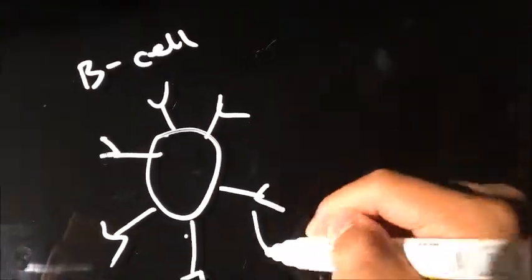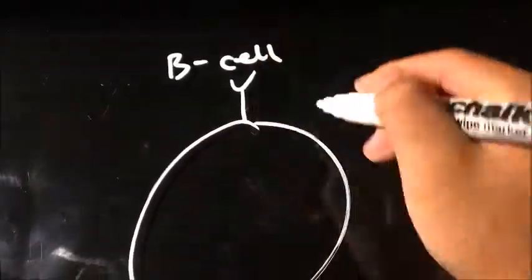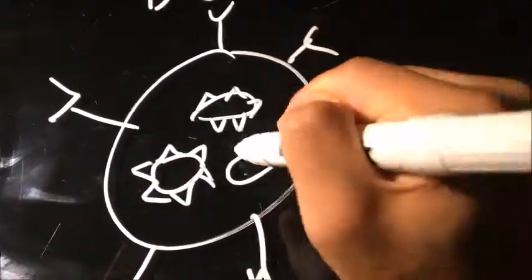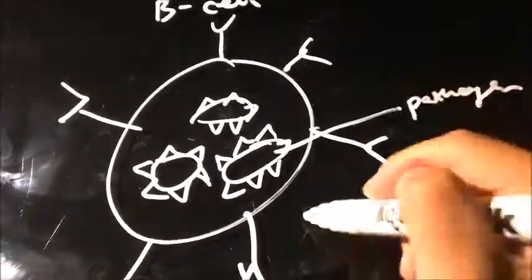B cells. Pathogens move inside the B cell. This causes the B cell to become infected and become an antigen-presenting cell.